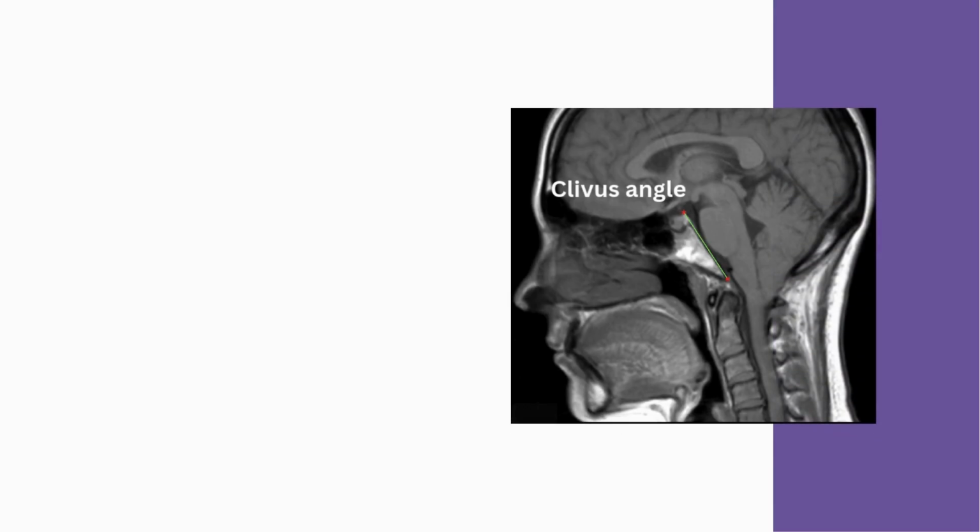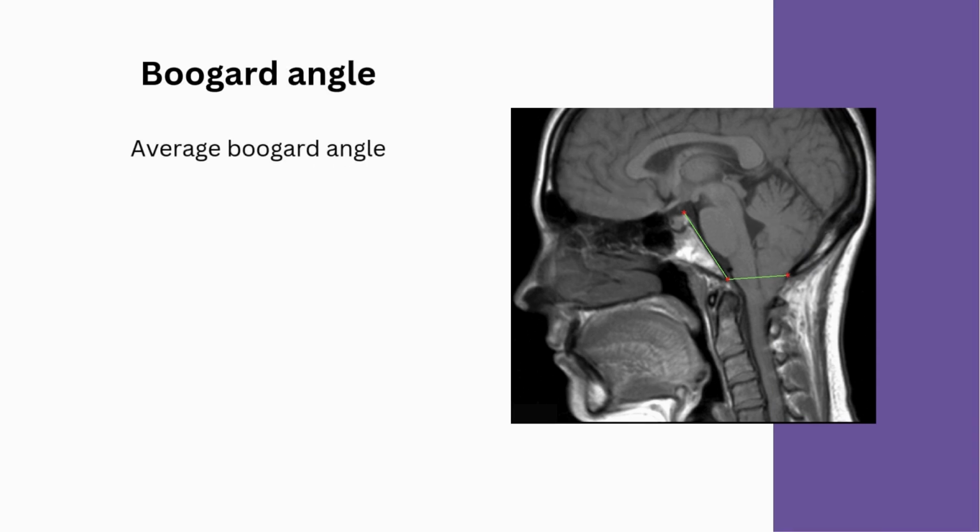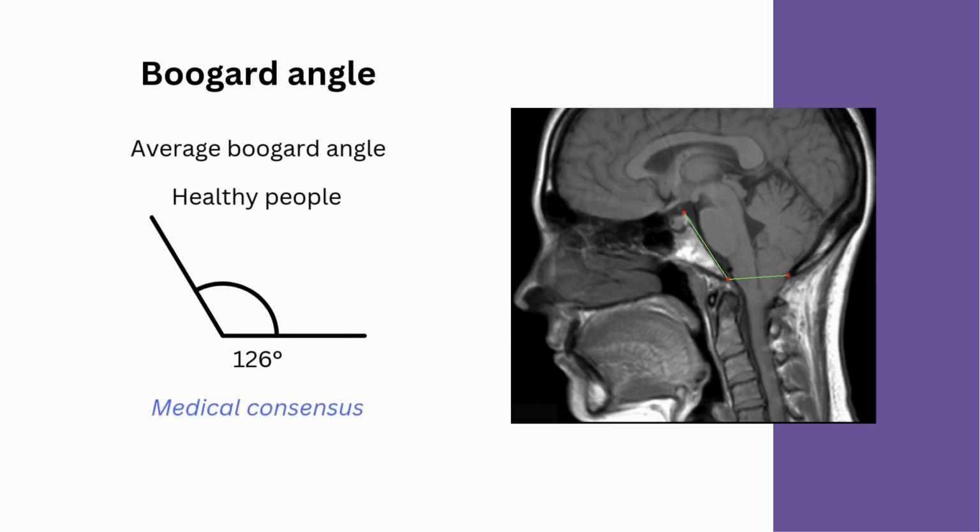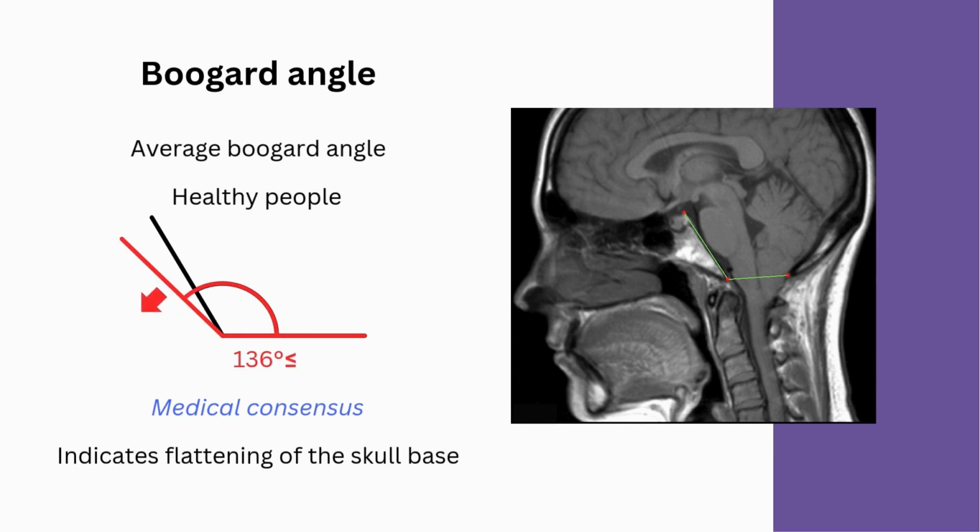The clivus angle can also be measured relative to the Macrae line. This is known as the Bugard angle. The average Bugard angle in healthy people is 126 degrees, and the medical consensus is that a Bugard angle of 136 degrees or more indicates flattening of the skull base, also known as platybasia.